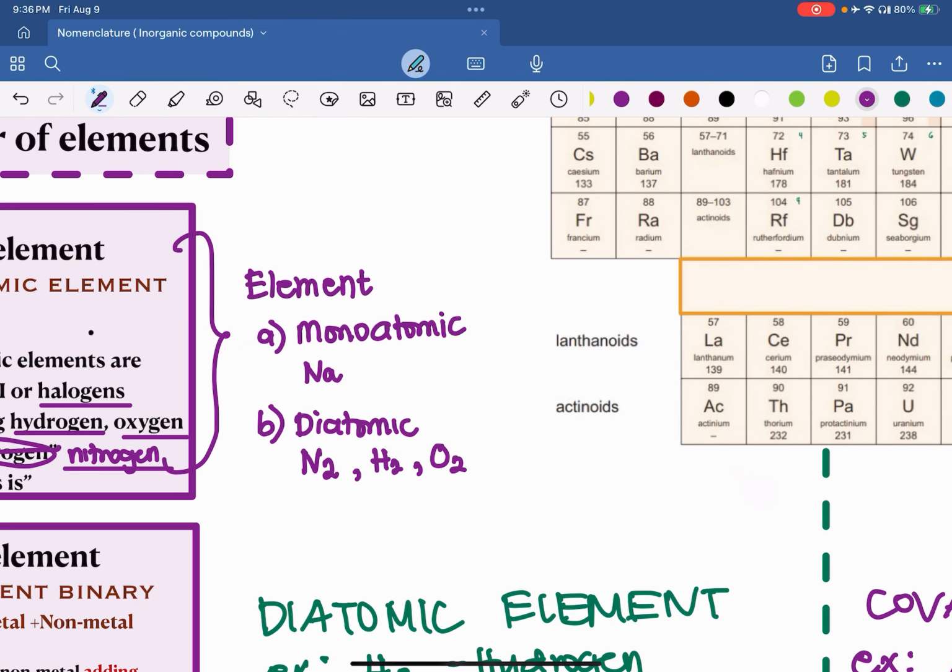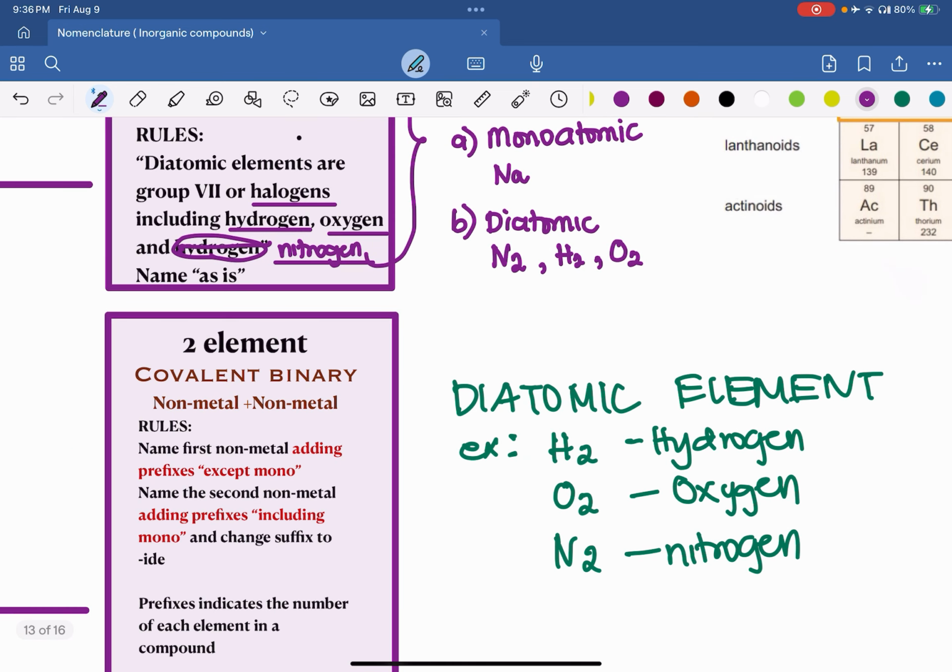So if you're going to write them down, they should always have 2 as their subscript. The rest of the elements, which would not be included in the list, would be considered monoatomic and would have 1 as their subscript. Moving forward, if it's composed of 2 elements, you will term that one as covalent binary. It would be composed of nonmetal and nonmetal.